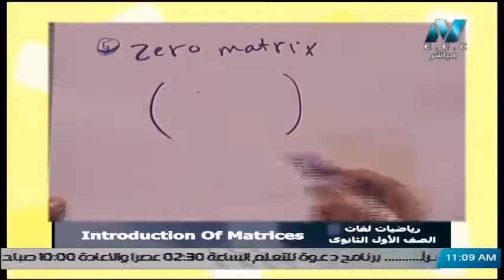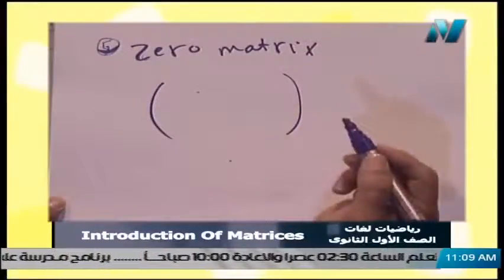Okay, let's move to another one. Number 5, we call the zero matrix. What is the zero matrix? Zero matrix, from its name, of course, will be zeros. All of its elements are zeros, like that.